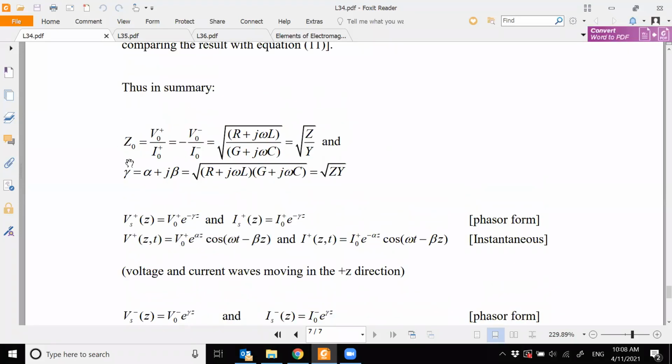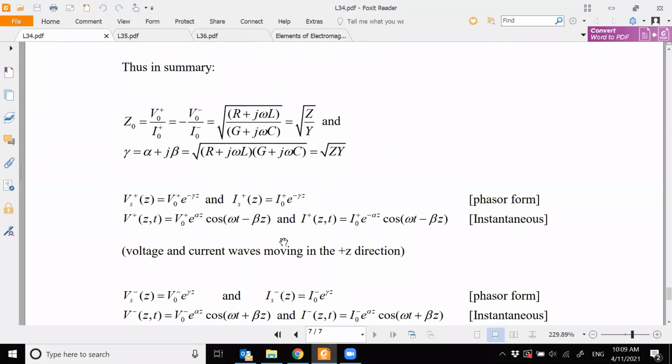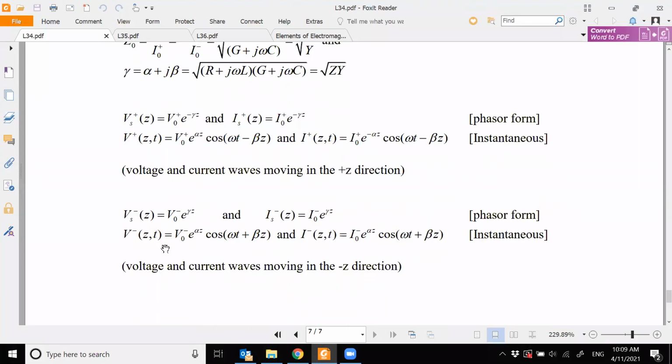Then we got our impedances as well. The characteristic impedance is the ratio of the forward traveling wave voltage amplitude over the current amplitude, which is root of z over y, and the propagation constant is root of z times y. So this is for the positive direction. Similarly, we also got, for the negative direction, those voltage and current waves which are moving in the negative direction.